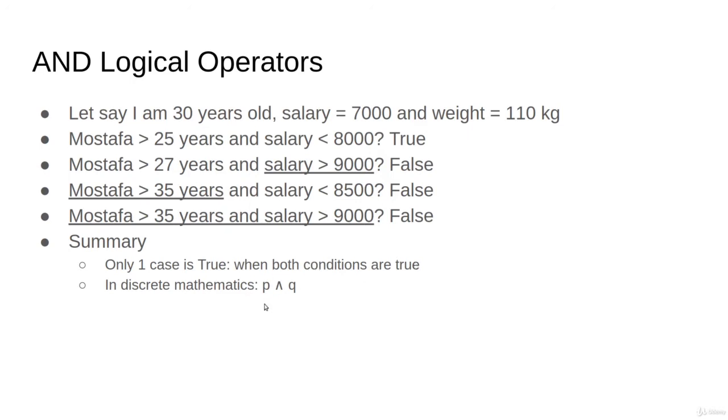Okay, in discrete we write it this way. So we aren't discussing programming, we're discussing basic logic. In the case of using the word AND, we need both conditions to be true.